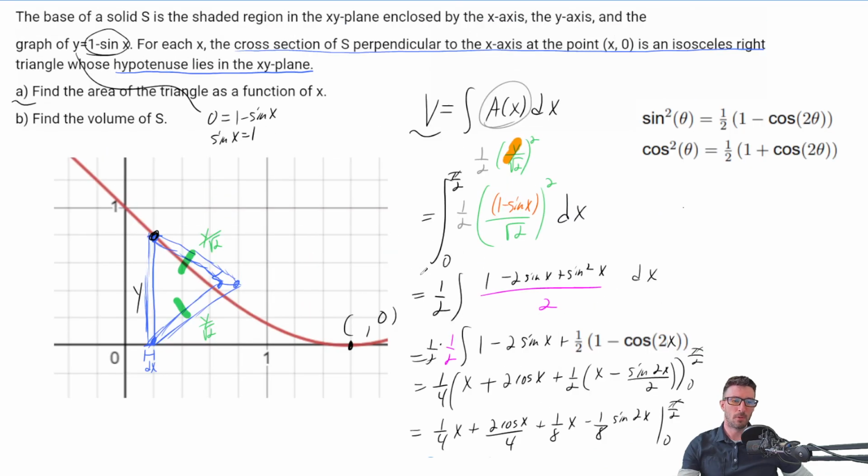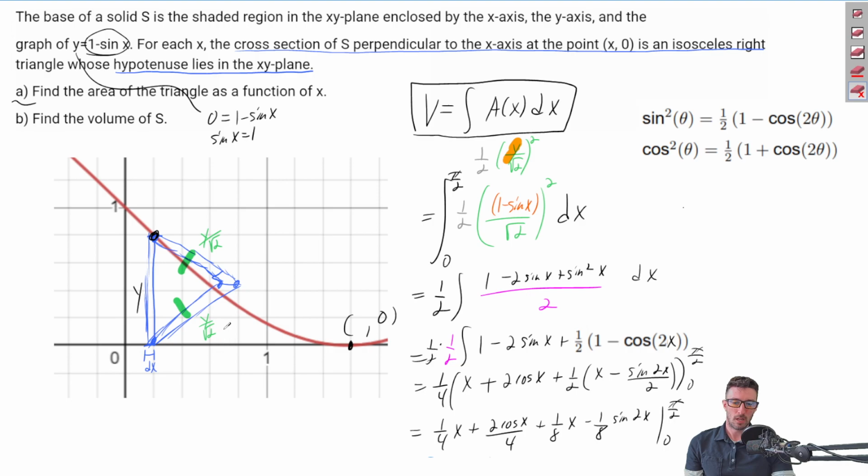This video is about setting up and making sure you understood how to plug into the volume equals the integral of the area of the cross section formula, and recognizing that this was the length of your side, this was the length of your leg. So we had a hypotenuse, but then we had to divide by root 2 to get the length of the leg, and this leg is the same. So when you want the area of that triangle, it's 1/2 times that squared. And don't forget about your dx, and then don't forget about using this formula.